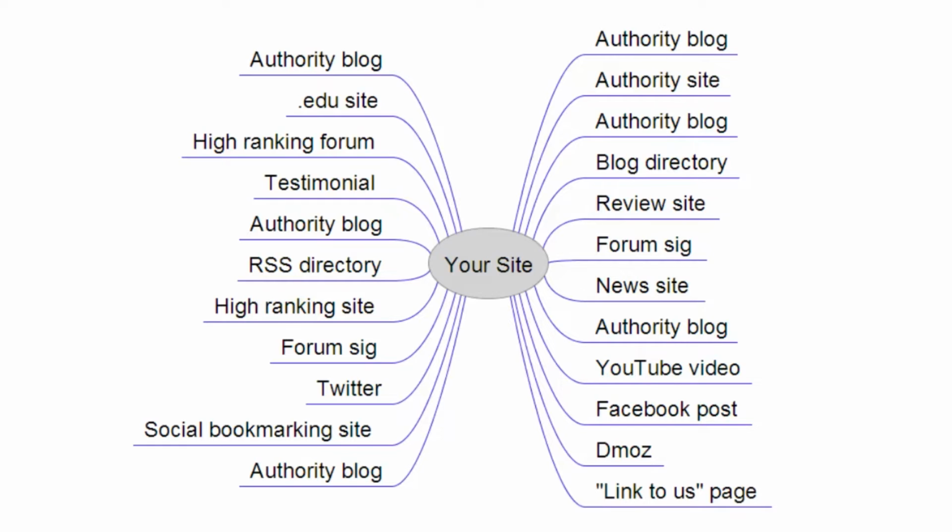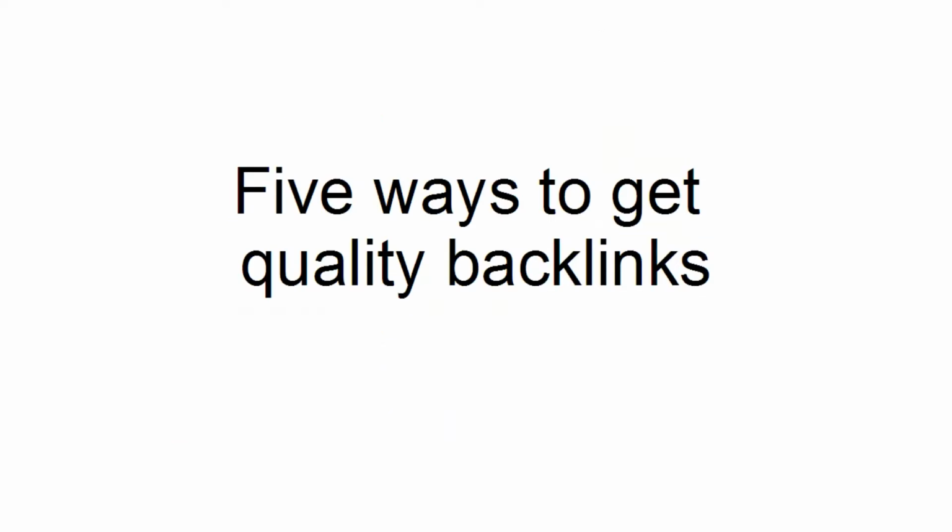And you do need a variation of links, because if more people from different types of sites are linking to your site, then it's going to make your site appear to be more popular and therefore get pushed to the top of the search engine ranking. Here are 5 ways to get quality backlinks.